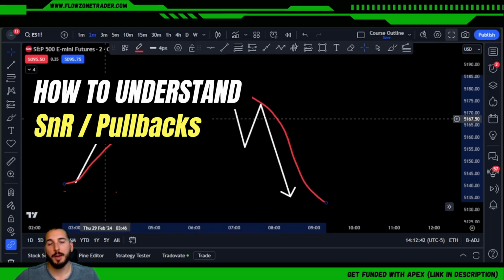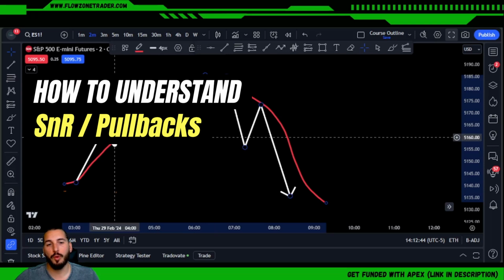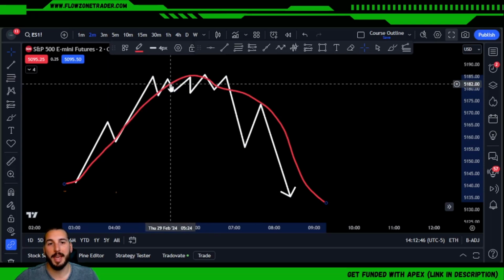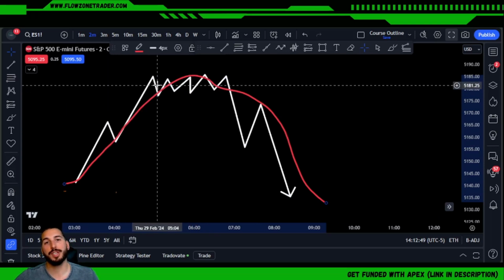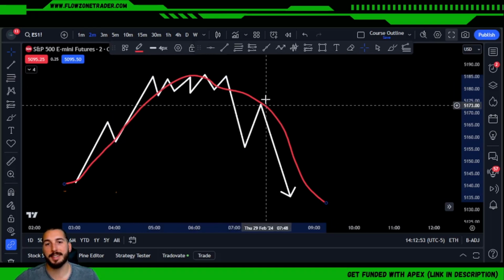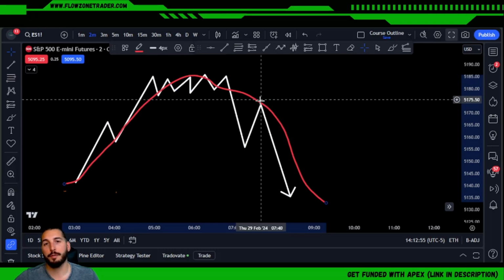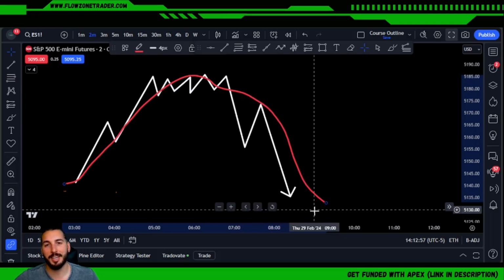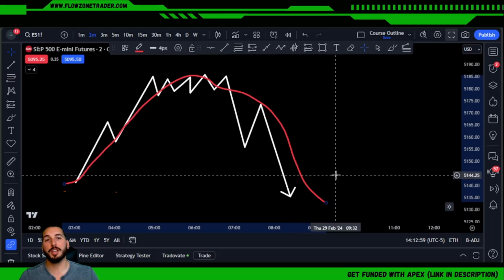Just like here, we have this pullback which comes right into this 21 EMA, and again here, using it as dynamic support before we fail underneath it, come back and test this same level for a failed follow-through setup and a continuation short.